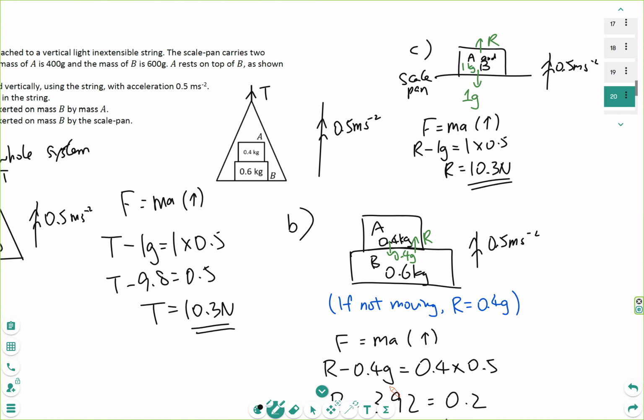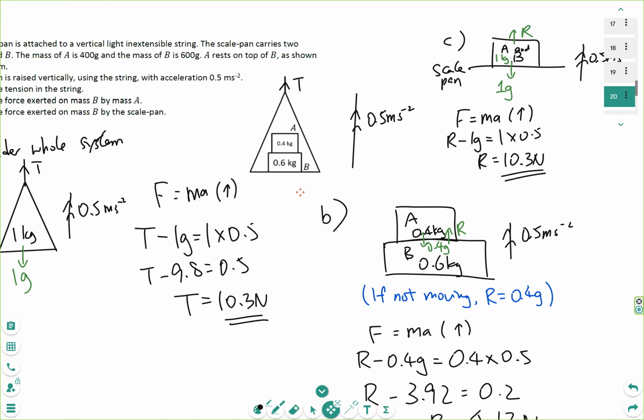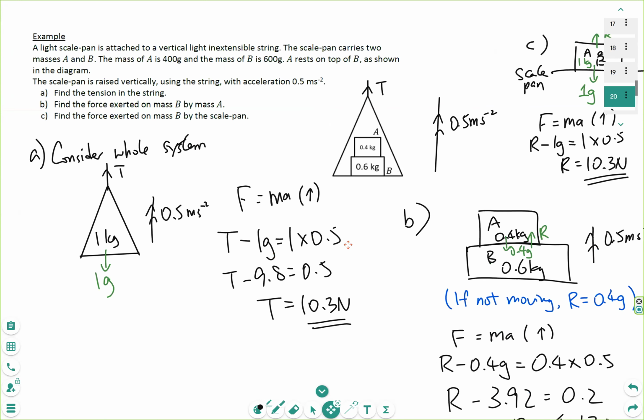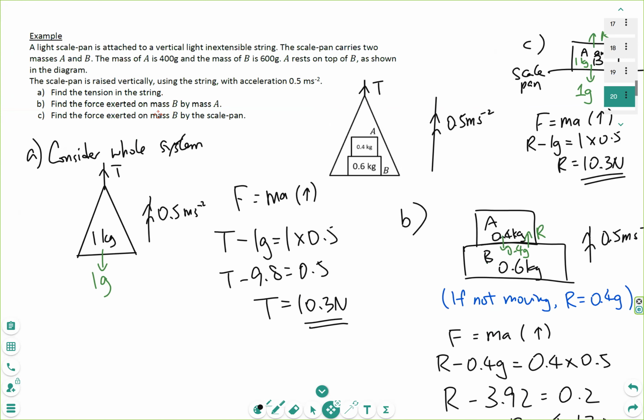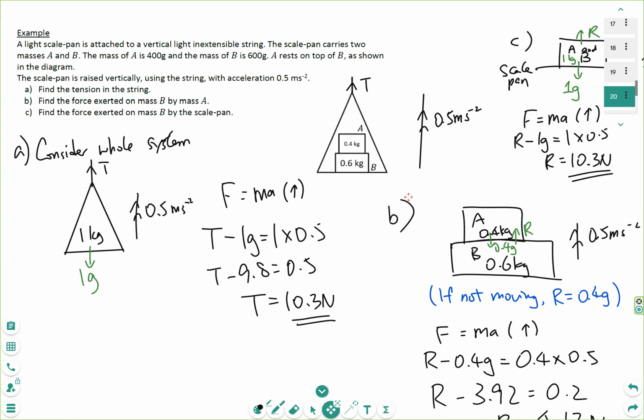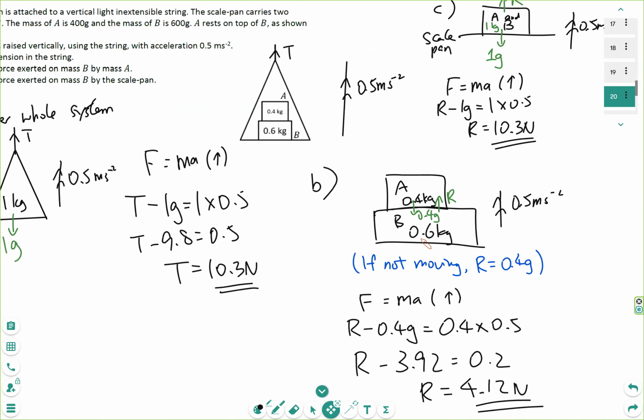I know this one is slightly confusing, but I will explain again. Part A, you consider the whole system. That's not a problem. Part B, find the force exerted on mass B by mass A. We know between A and B, A is exerting a weight onto B. However, that's not the end of it because the particle is moving upwards.